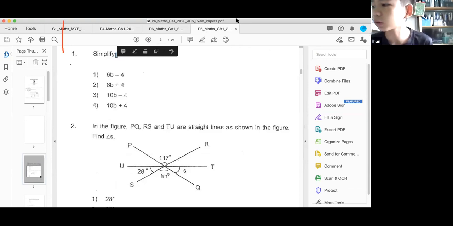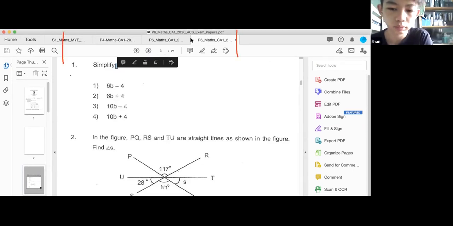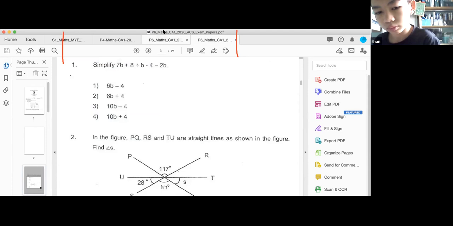Number 2, plus or divide? Number 2, which one? Hold on. Number 2 for which one? Number 1. Both of them plus lah. There's no divide. Then number 2. Number 2, okay. So let us see.